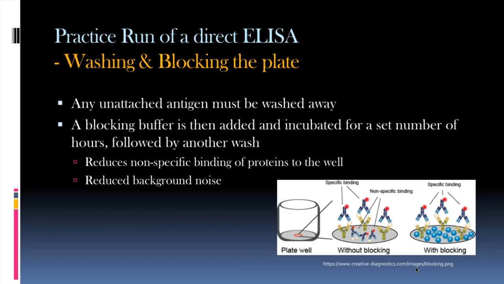So a blocking step is also important after you've added your antigen, even though you are going to do the washes, just to prevent the non-specific binding, again, of antibodies and antigens to the well. And so when you look at the last schematic with blocking, you see that the blue substance, which is representing your blocking proteins, are covering the rest of the well to prevent, again, non-specific binding. So these two steps are important for reducing background noise through reducing the non-specific binding of antigens and antibodies to the well.